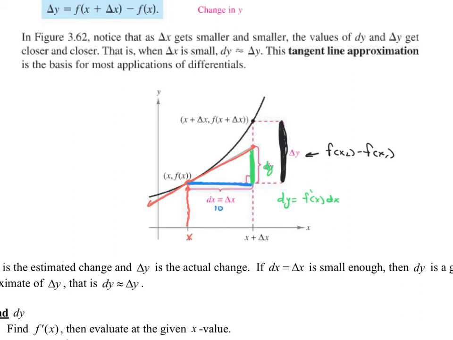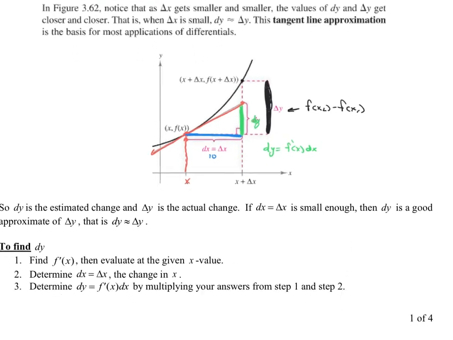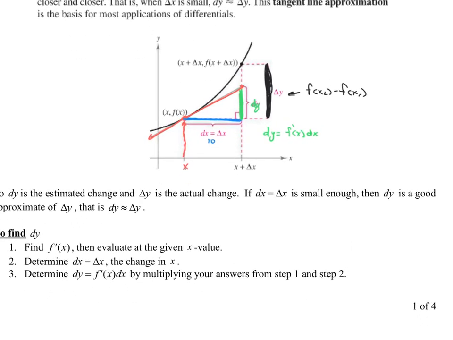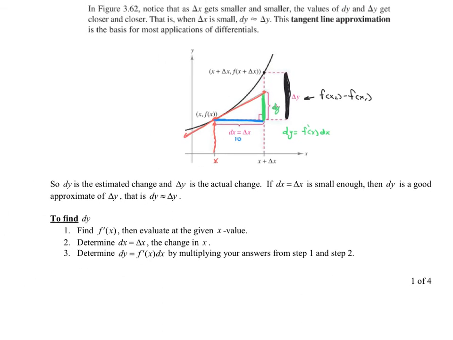So delta y is the actual change in y. dy is our estimated change in y, found by evaluating the derivative at the given x value and multiplying it times the change in x. Those are the two things that we're going to be calculating and comparing. How accurate is the estimated change, dy, to the actual change, delta y? What we find when you do more and more examples is that the smaller the change in x, the more accurate the estimated change in y is.